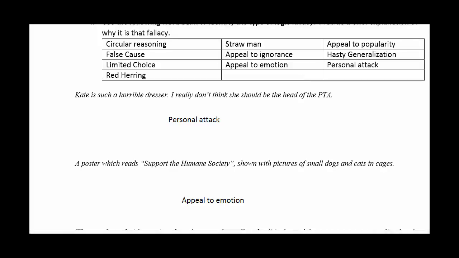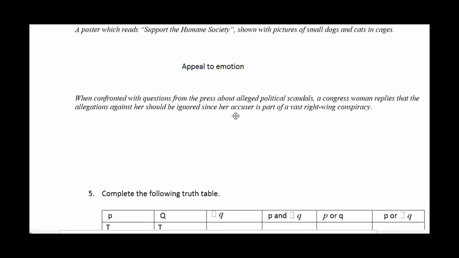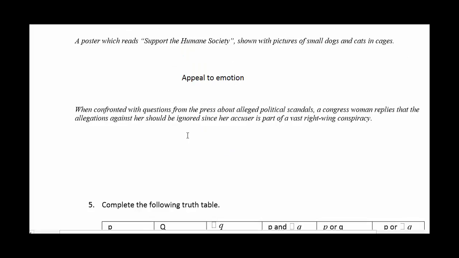Okay, and again, we've got another illustration of personal attack in that the politician is trying to say, hey, don't look at what I've done wrong. Look at the person who's asking the questions. They're the one who's done something wrong. Okay, so it's an example of personal attack.